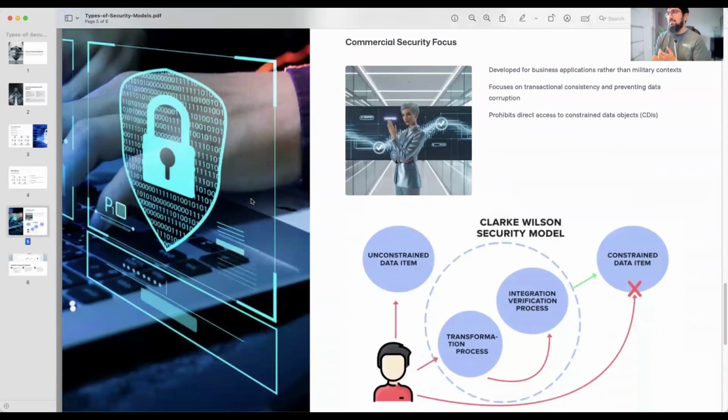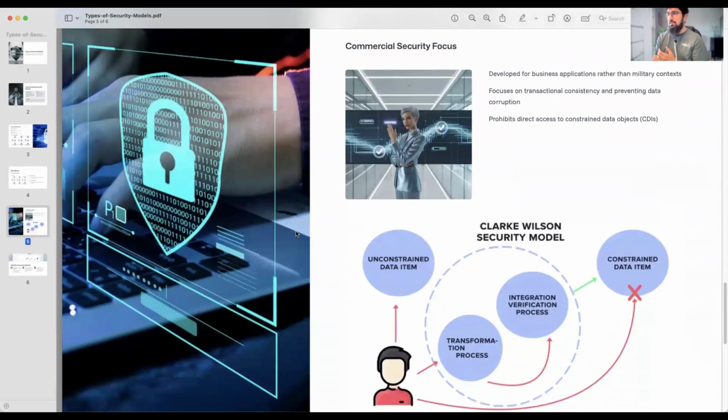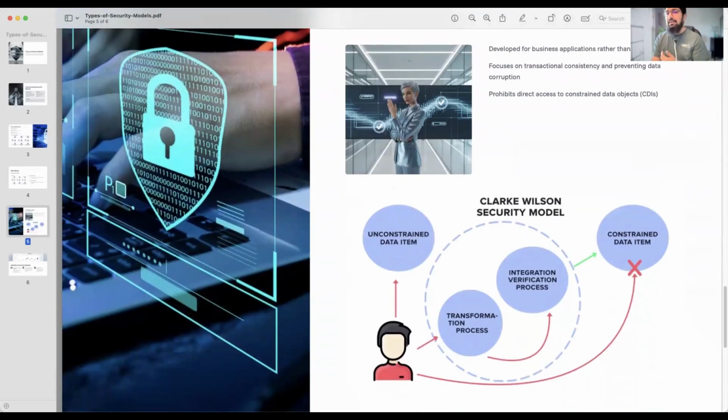The last model that I'm going to discuss with you today is called the Clark-Wilson model. The Clark-Wilson model is not layer-based or level-based, as we discussed. Let me give you a brief history. This security model was developed by David D. Clark and David Wilson, so that's why we call it the Clark-Wilson model. It represents a significant evolution in security modeling with its focus on commercial and business applications, unlike Bell-LaPadula and Biba, which emerged from military security requirements.